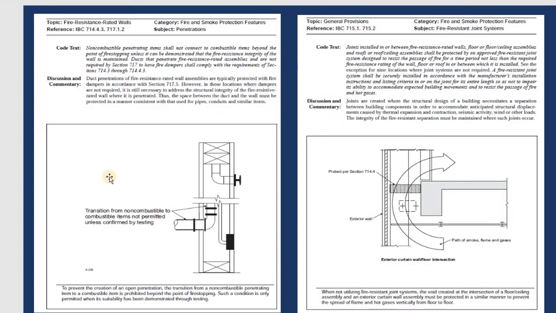This is another one. You can see the section cut from the pipe, and on it they say transition from non-combustible to combustible items is not permitted unless confirmed by testing. That means even if they have one item, mechanical units, starting from non-combustible to combustible, they require testing before they put it in the building.